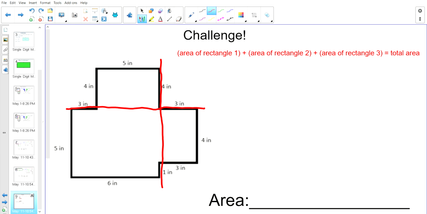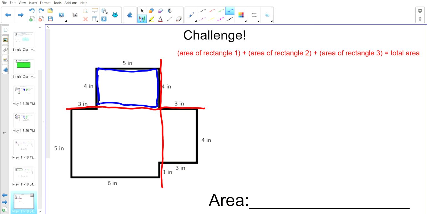Now, third grade, to solve this problem, I need to find the area of each of the rectangles I've created, and then add them all together. Let's start by figuring out what size each of these rectangles are. Let's call this top rectangle rectangle 1. I'll outline it in blue. What size is rectangle 1? You may write it on your paper.